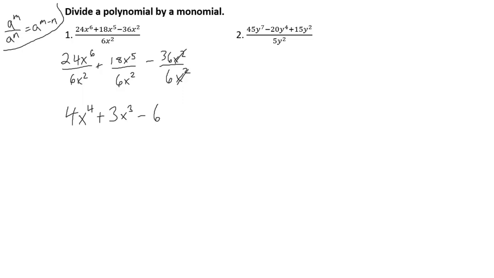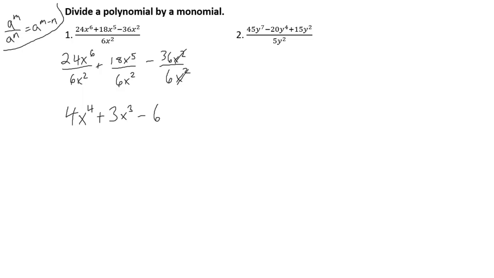I always like to look at the pattern. So if you look at the power of 6, power of 5, power of 2, that's down 1, down 3. Now we have power of 4, power of 3, power of 0. So down 1, down 3, just to make sure that my degree of each term is correct after dividing.